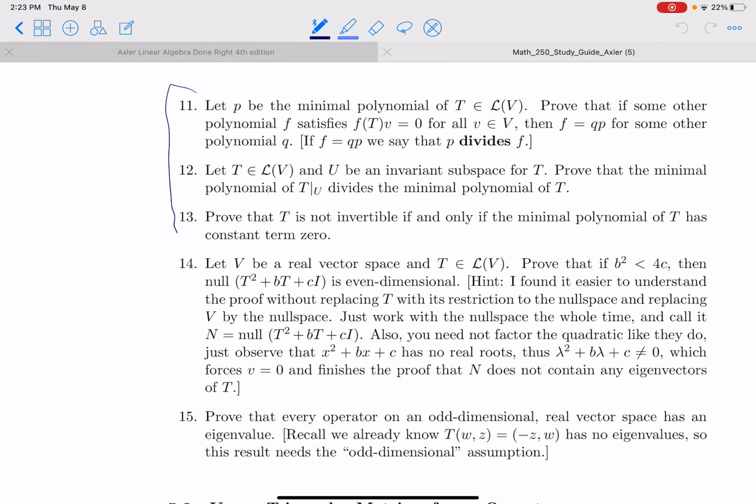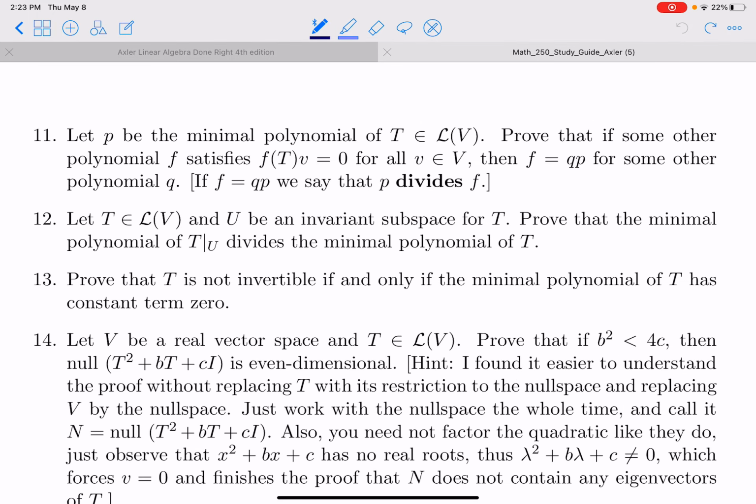Let's do these three, and then we'll leave these ones for another video. So for the minimal polynomial, prove that if some other polynomial satisfies this, then f equals q p for some other polynomial q. Okay, so let p be the minimal polynomial of an operator, and if there's some other polynomial f that satisfies the same condition, then it has to just be a multiple of p. It might have higher degree if it's not the minimal polynomial, but it satisfies this condition that it's 0 on all vectors, then we need to prove that it just looks like this.